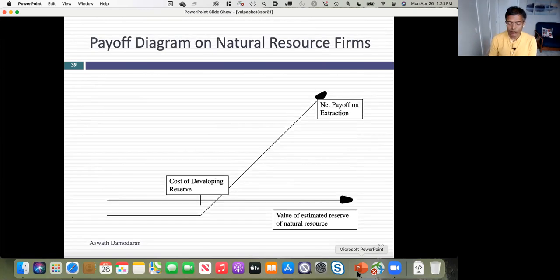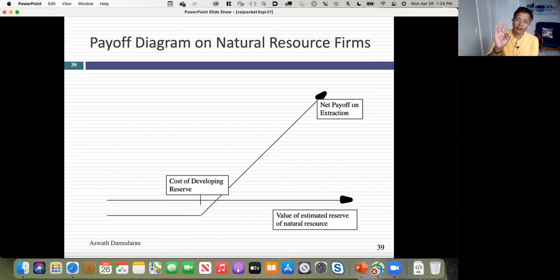So if I were to draw this as a payoff diagram, here's what it'll look like. The cost of developing the reserve becomes the strike price. The value of the oil under the ground becomes the equivalent of the stock price. If the value of oil exceeds the cost, you'll develop the reserve, get the oil out, sell it. But if that never happens, what did you lose? Whatever you spent to get these reserves.